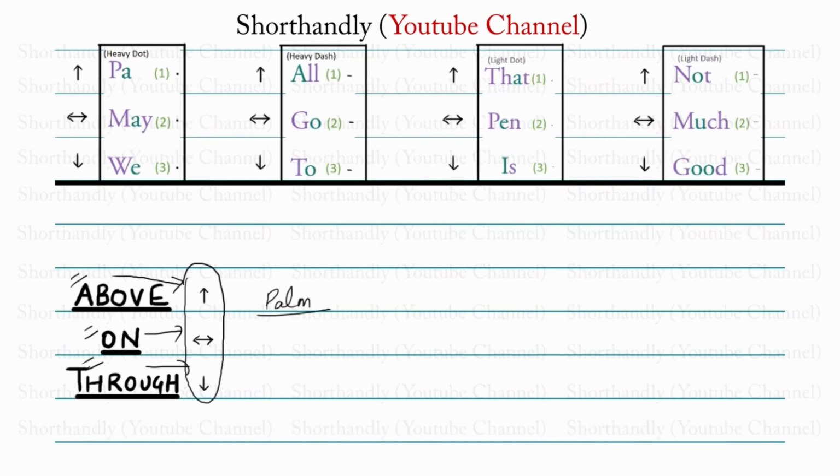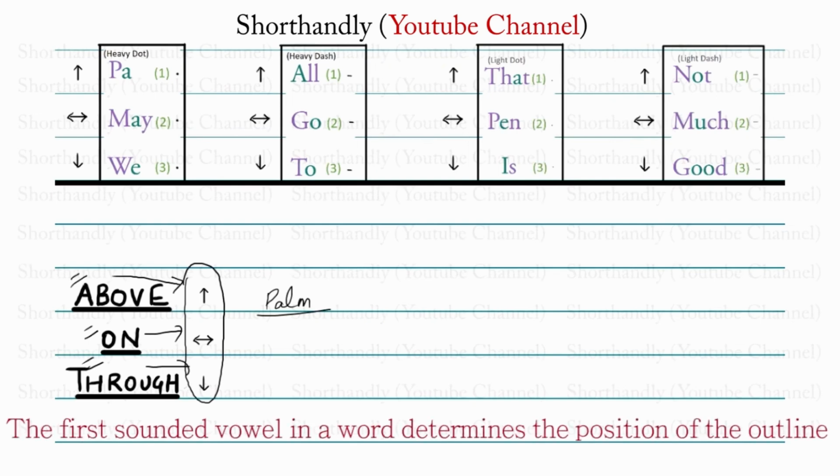Now suppose we have a word called palm. How are we going to know where we have to make the first outline for this word, whether above the line, on the line or through the line? Here we have a rule that you have to remember. That rule is: the first sounded vowel in the word determines the position of the outline.